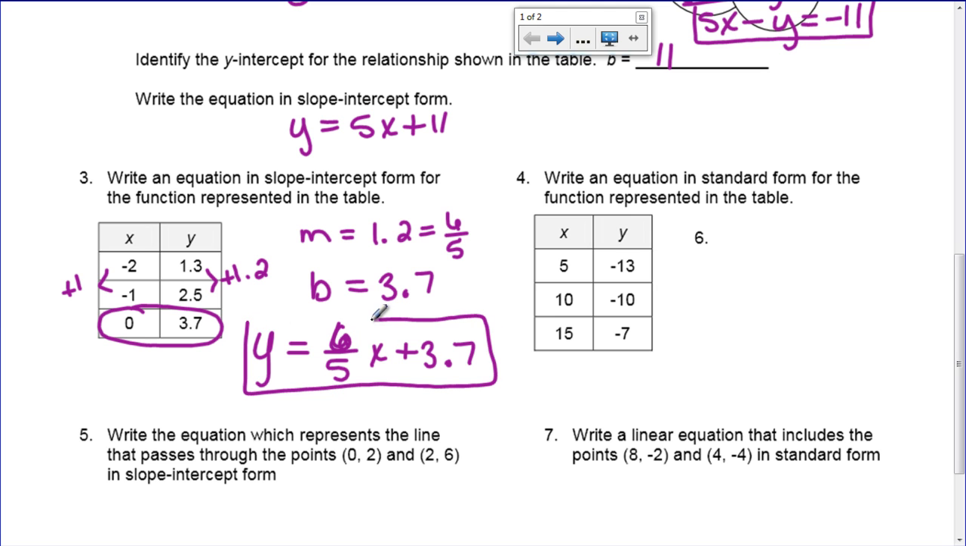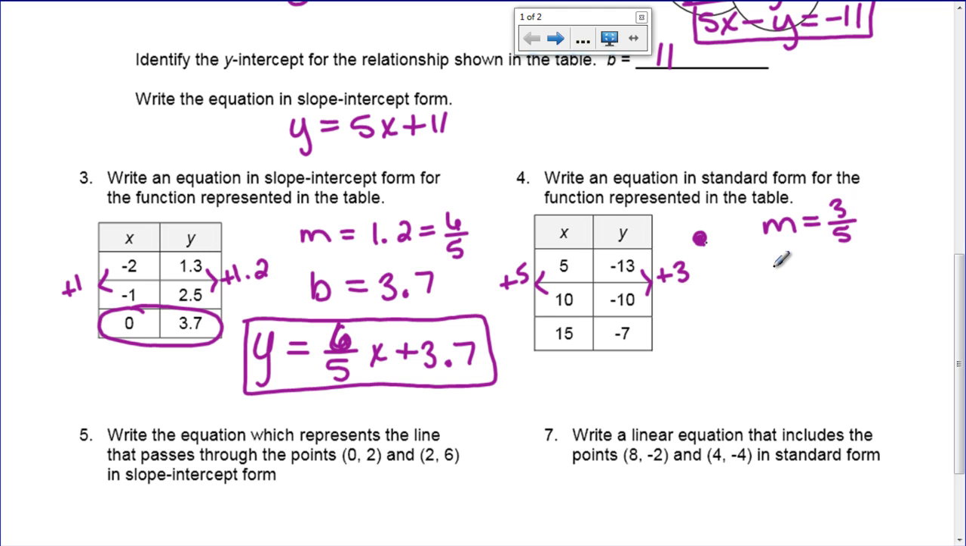So let's do number 4. I don't know why there's a random number 6 here. We want to write an equation in standard form for the function in this table. So step 1, we need the slope. So let's find the slope of this line. So from negative 13 to negative 10 is adding 3. And from 5 to 10 is adding 5. So my slope is going to be 3/5.